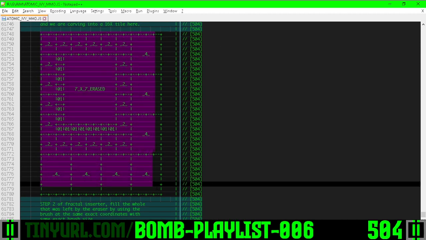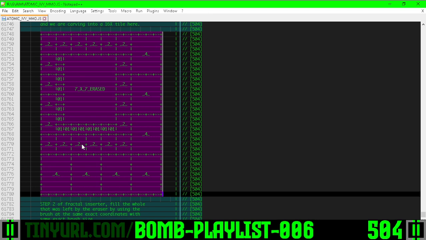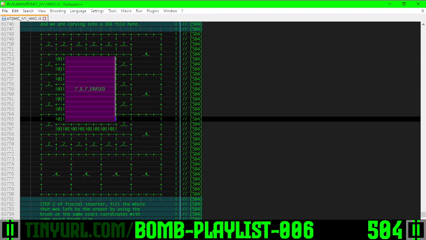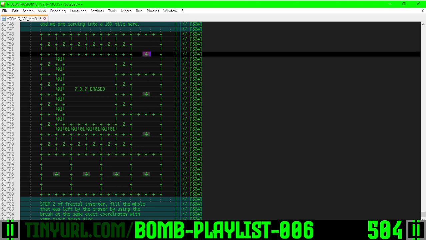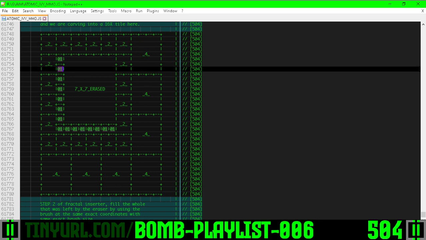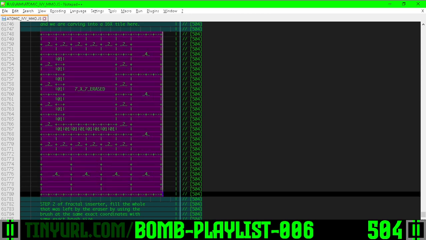So we're going to start with a 16x tile, and we're going to use a 7x7 fractal inserter. And in the first step, we're going to erase a 7x7 chunk of tiles here, and we're going to leave behind some 4x tiles and 2x tiles and 1x tiles. We're going to leave behind those tiles where the original 16x mono tile was.